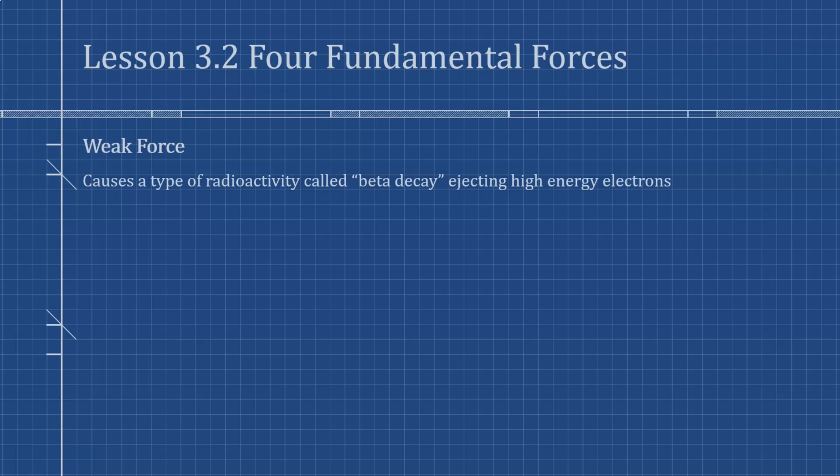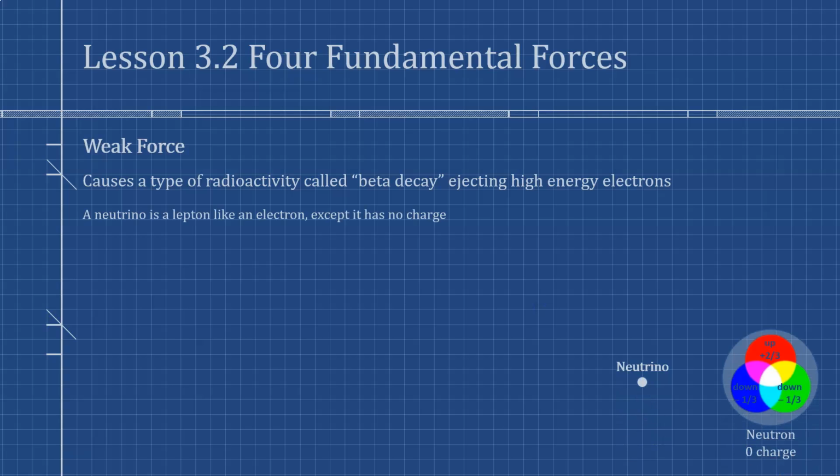All radioactive interactions have an explanation. Some of them involve the strong force. Beta decay involves the weak force. Here's how this works. A neutrino is a lepton that's very similar to an electron, except the difference between a neutrino and an electron is a neutrino has no charge. Can you imagine how hard it would have been for scientists to first detect that a neutrino was even a thing?